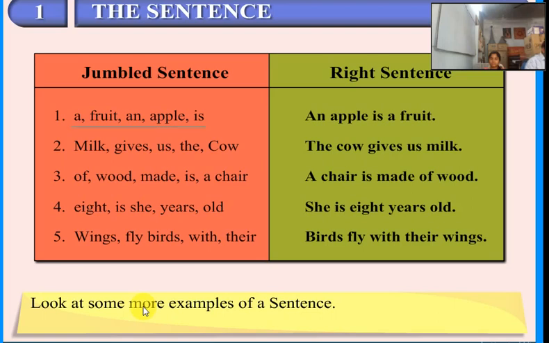A fruit, an apple is. This is not correct. The correct order is: an apple is a fruit. Milk gives us the cow. The cow gives us milk. Of wood made is a chair. A chair is made of wood.